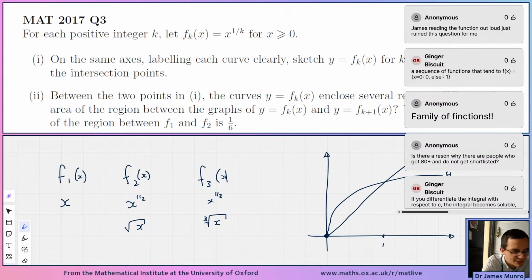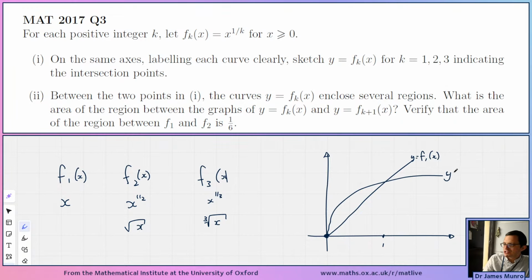Oh, I'm underneath the chat now. Ruining questions. It's James's voice that transmits the solution. I see. So I told you that f1 was x, and f2 was the square root of x, and that maybe gave things away a bit.